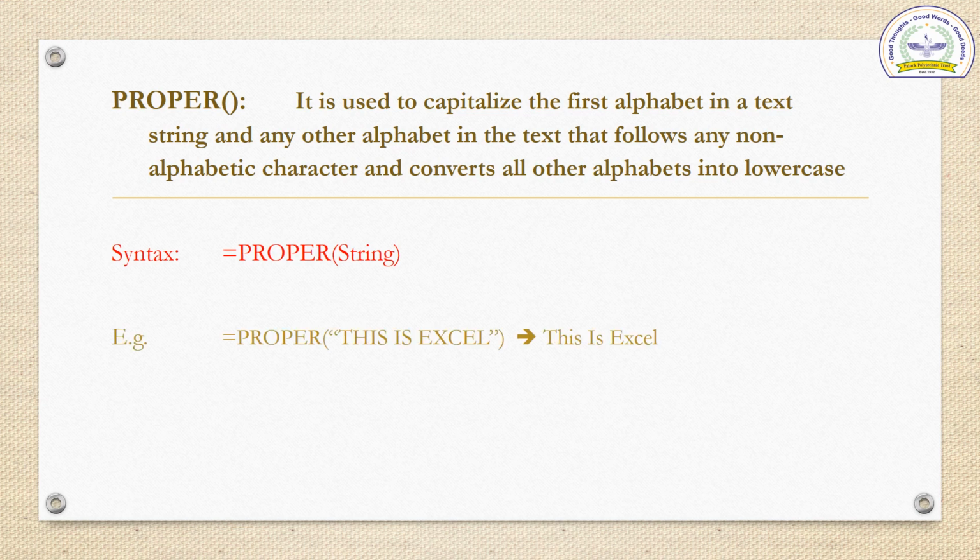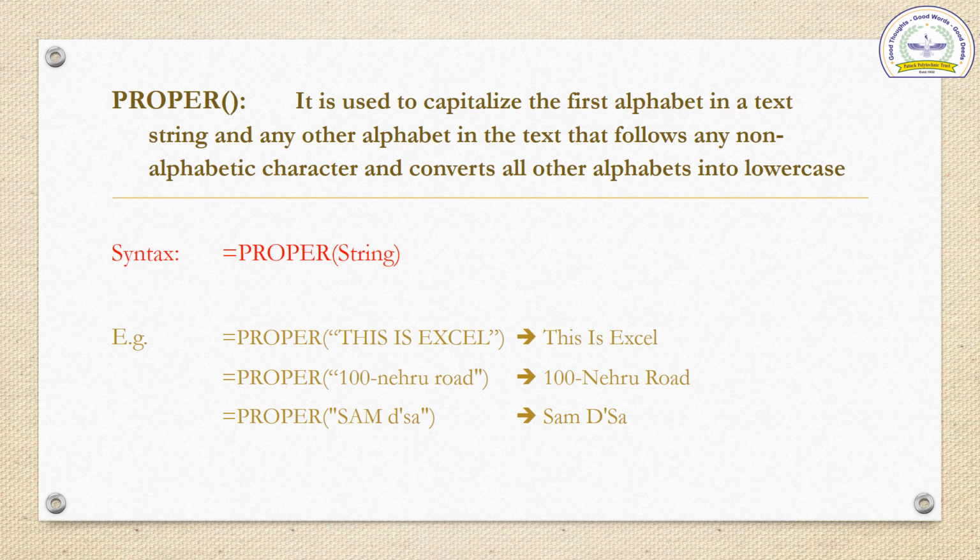In the first case, the starting letters of the words T, I and E are kept capital and the others are changed to lowercase. In the second case, the letter N, which is followed by a hyphen, and the letter R, which is followed by a space, are capitalized in the output. In the last case, the first letter S of Sam is kept capital and the others are converted to small letters. In the second word, the first letter D and the letter S, which is followed by an apostrophe, are capitalized.